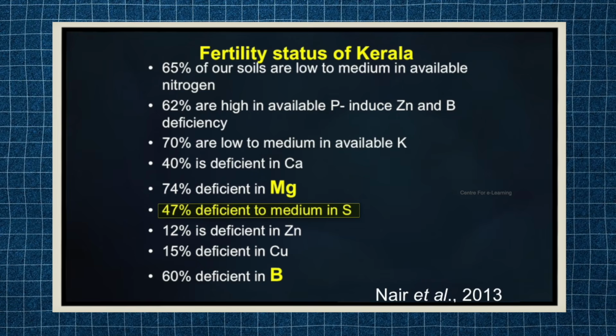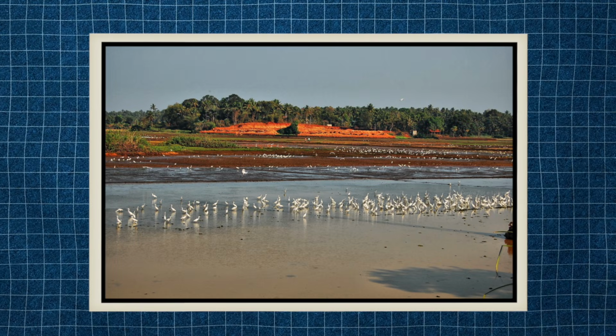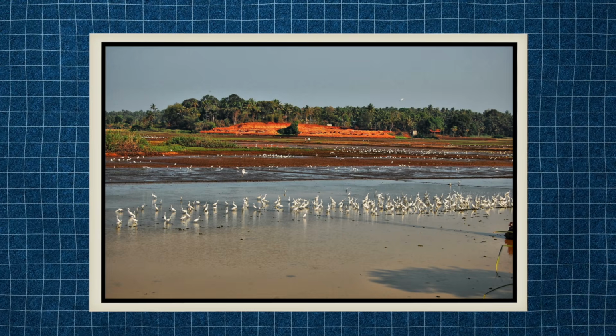47% are deficient to medium in sulfur, except in the acid sulfate soils. Kuttanad and Kole, they are all rich in sulfur. Pokkali, all this is because of the sulfate sources from the seawater. Otherwise, upland soils, especially laterites, are deficient in sulfur.